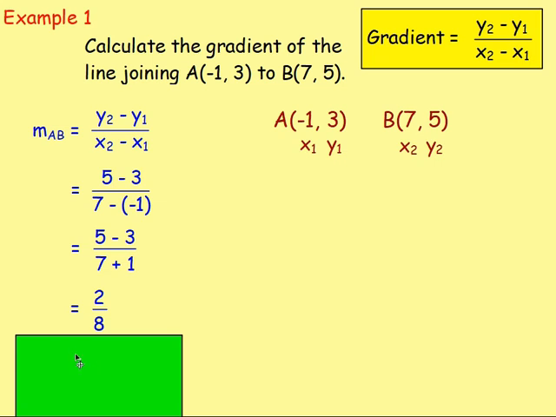Make sure you always give your answer in its simplest form. Daniel, finish this off. You would get 1/4. Well done. 1/4 would be the gradient of that line. You can have a high five as well, Daniel.